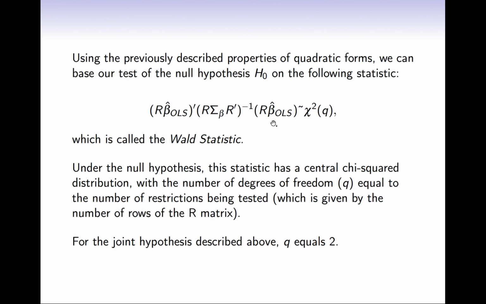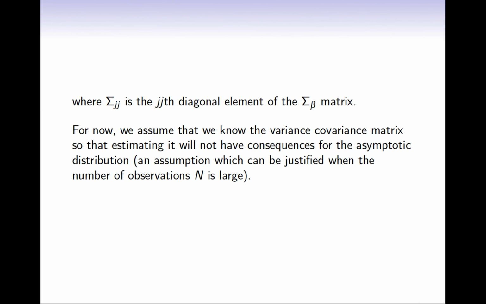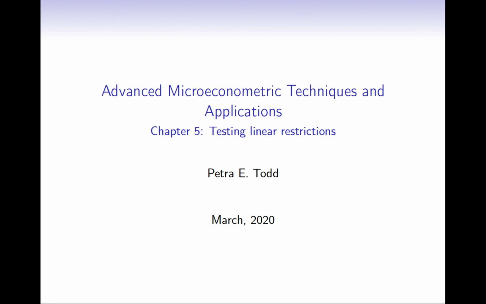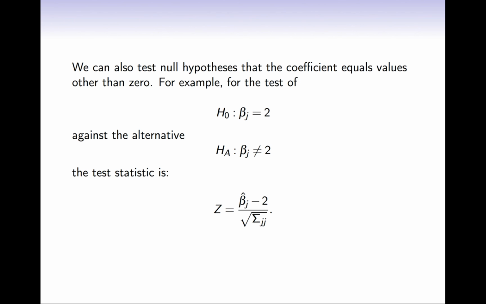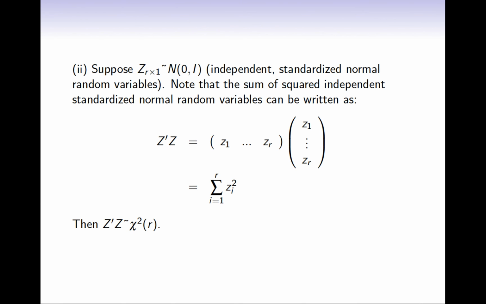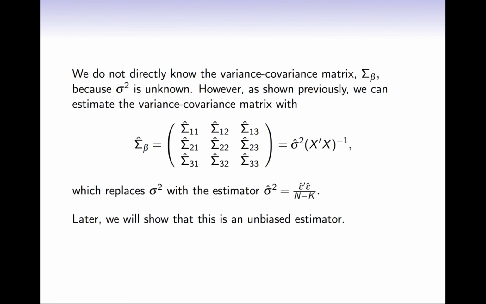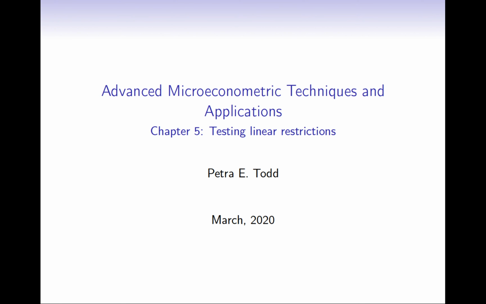Okay, so that concludes the chapter about hypothesis tests. It's a good idea maybe to try to do the exercises at the end of the chapter, because, for example, it would be good to set up the R matrix for the constant returns to scale assumption, right?